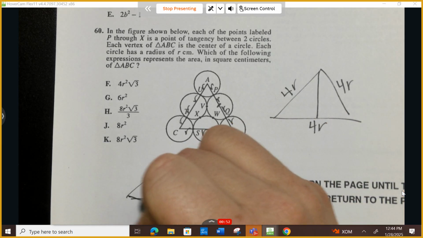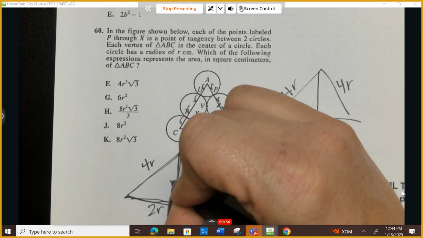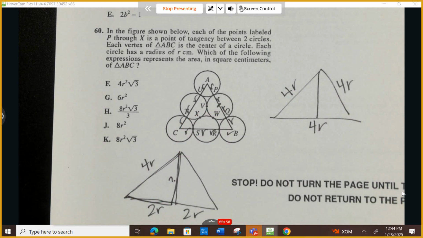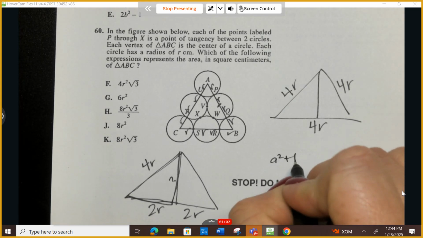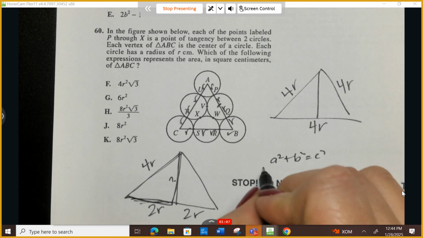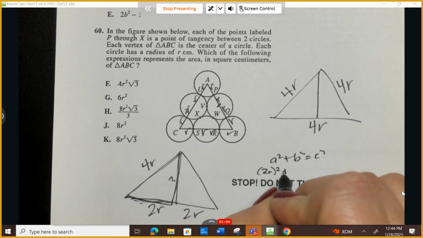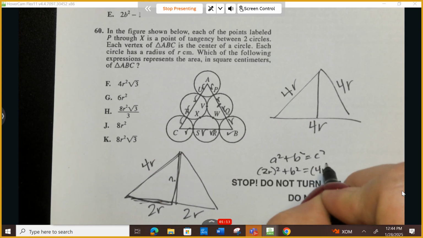But if I think of just one of these right triangles, I know I can figure out this missing length, which is the height, by doing the Pythagorean theorem. So a squared plus b squared equals c squared. I'm going to call this my a. So I have (2r) squared plus, I don't know what this height is, squared, equals (4r) squared.